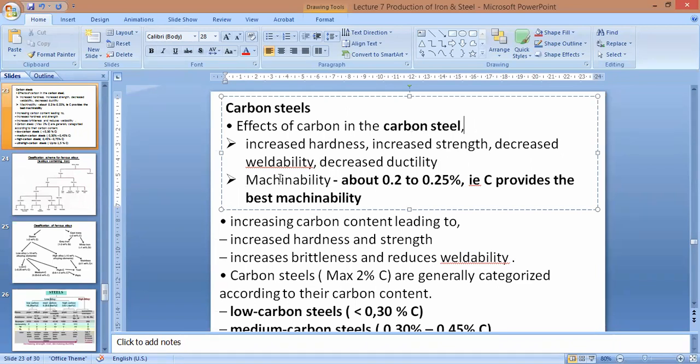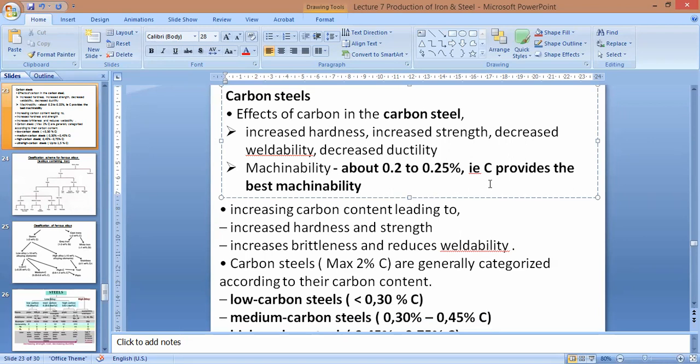And then coming to machinability, carbon provides the best. So from about 0.2 to 0.25%, carbon provides the best machinability in this range. That's where the best machinability happens. So increasing carbon content leads to increased hardness and strength. Like I said, it increases brittleness and reduces weldability. That was supposed to be the answer.